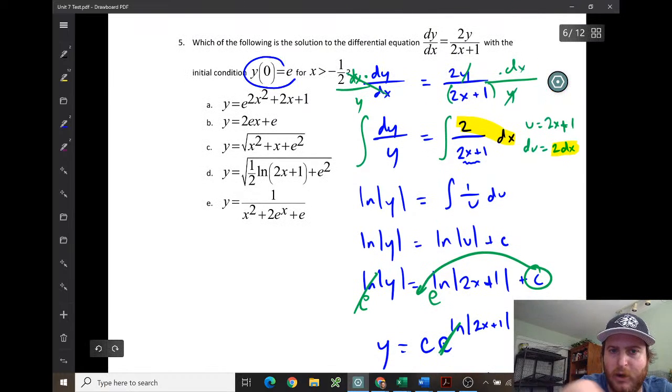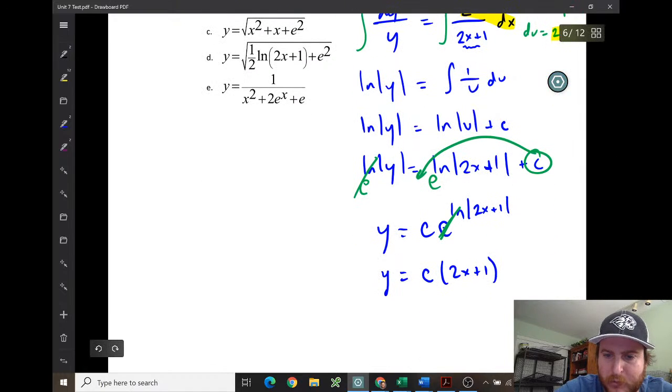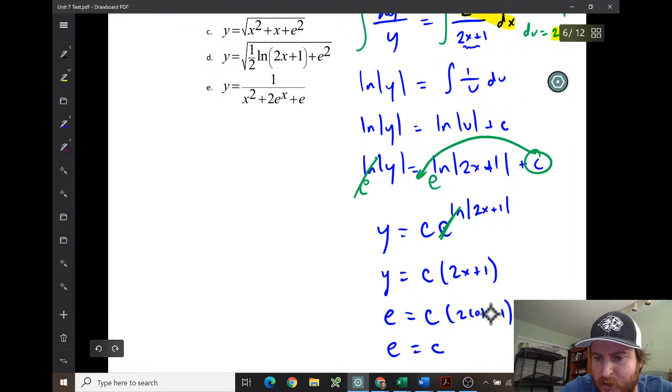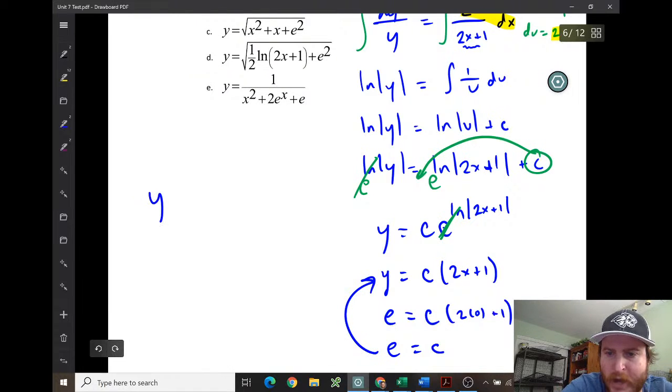Now we're going to plug in our initial. So e for the y and 0 for the x. So e is equal to c times 2 times 0 plus 1. That's e is equal to c. 2 times 0 is 0, plus 1 is 1. C times 1 is 1. So we're going to plug that back in. And that gives us y is equal to e times 2x plus 1.